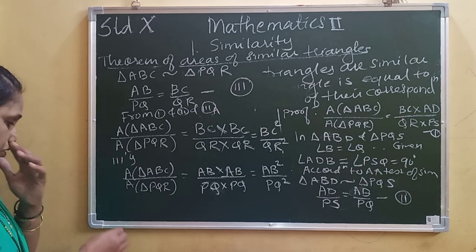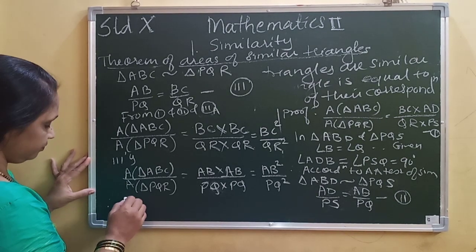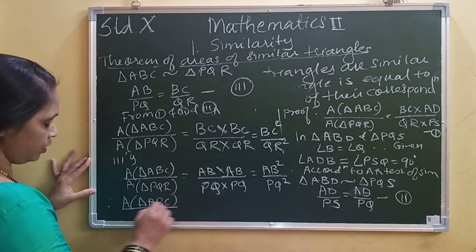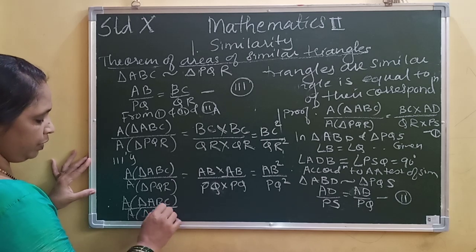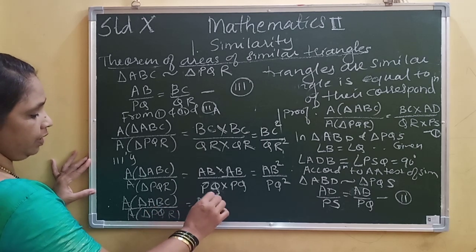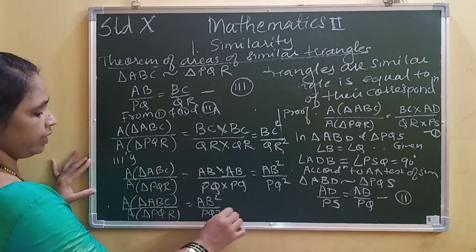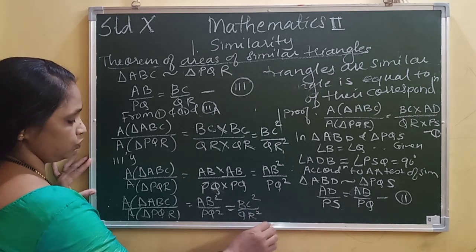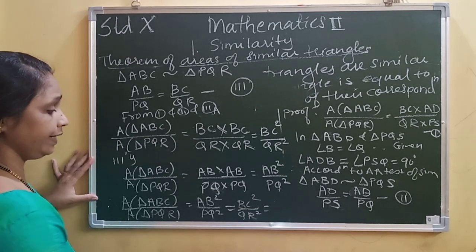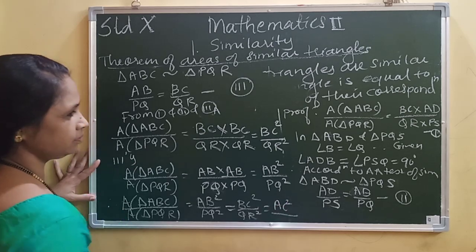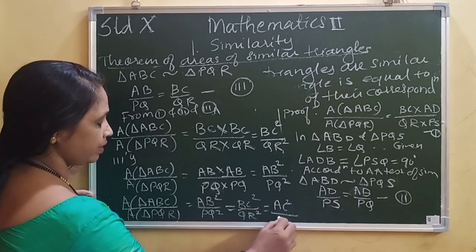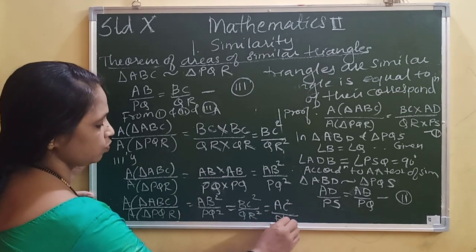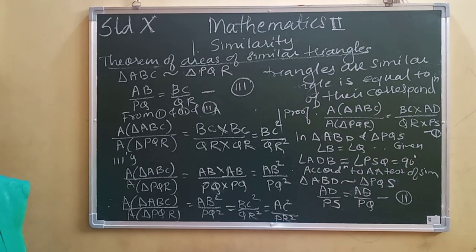So similarly, therefore what we can say? Hence proof: area of triangle ABC upon area of triangle PQR is equal to AB square upon PQ square, is equal to BC square upon QR square, is equal to AC square upon PR square. Okay, like this we can prove the theorem.